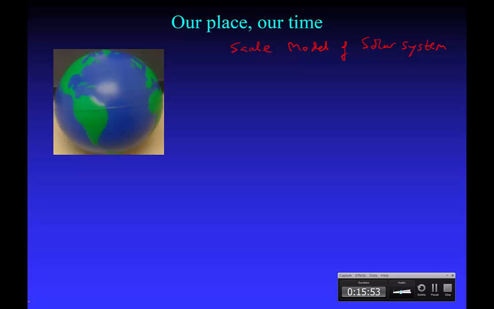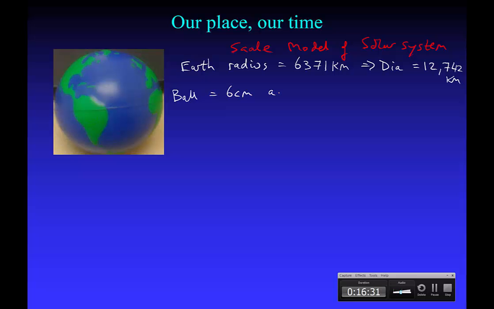So my real Earth: the full radius of the Earth is 6,371 kilometers. That means that the diameter of the Earth is equal to 12,742 kilometers. My squeeze toy, the ball of the Earth that I have here, is only 6 centimeters across.